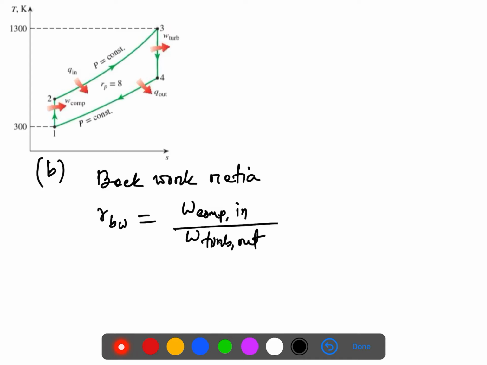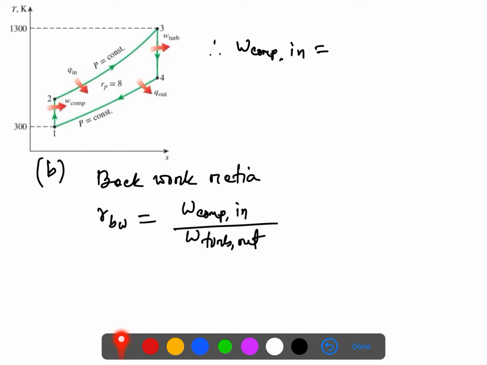So this is the formula. We are getting the work due to this compressor, and we are getting the output. This is actually the work in. This is actually the work out. So the ratio of these two works is the backwork ratio. Okay. So for W compressor in, if you can remember, last time we discussed from the process curve, if we calculate the variation of the enthalpy, then this is actually equal to the work.